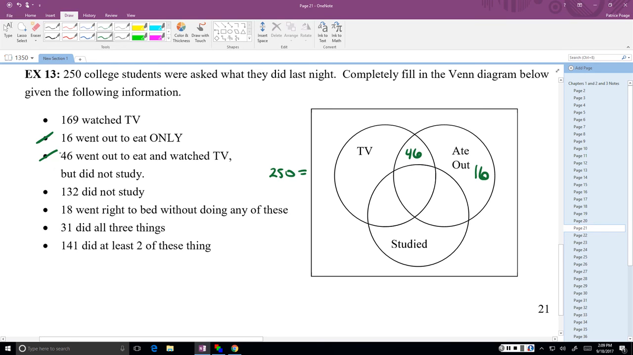It says 132 did not study. So if you take your thumb and cover up the study circle, everything else should add up to 132. But we're missing TV only and the people outside, so we can't do that yet. Until we get here where it says 18 went right to bed without doing any of these things.